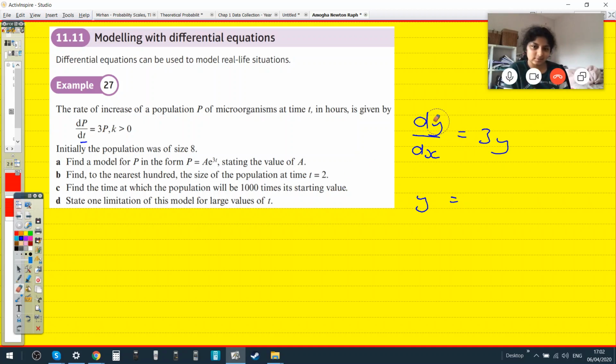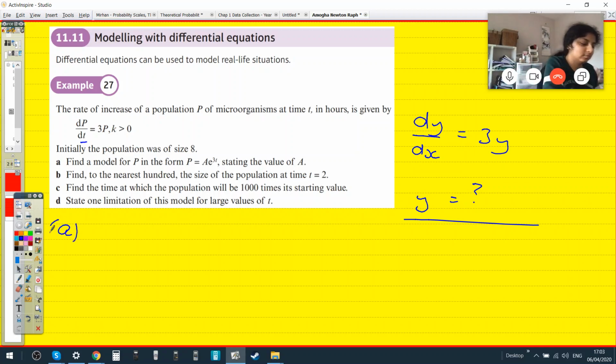I believe you would have to separate. So there's no x, there's no t. I believe you have to separate the variables. I don't know what that means. dt on one side, dp on the other. P's on one side, t's on the other. So would you do dp divided by 3p is equal to dt? Yeah, I'll write it as 1 over 3p dp.